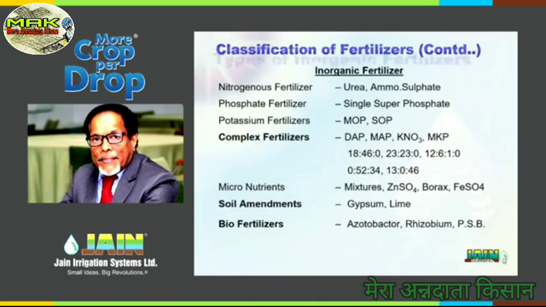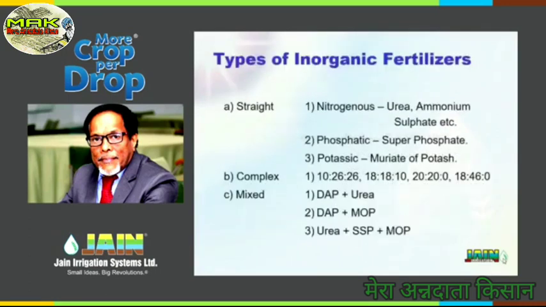Now, let us look at the straight fertilizers for our knowledge. Urea is a straight fertilizer, it just contains nitrogen. Superphosphate contains phosphate; the main element is phosphorus, and it also contains some sulfur. Then you have muriate of potash, which is potash. Then complexes are available, different complexes: 18-18-10, 10-26-26, 17-17-17, very popular. Then you have mixed ones, where DAP is mixed with urea at a certain proportion.